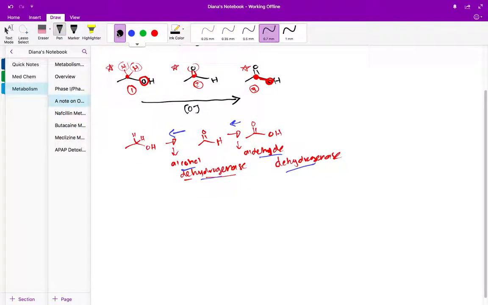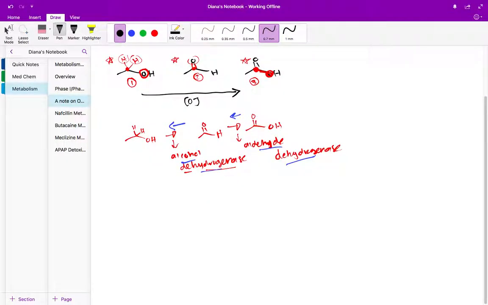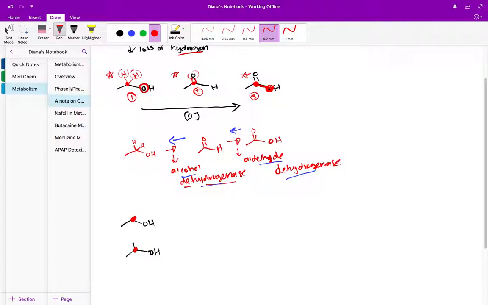And then a note on oxidation with alcohols. This oxidation will only work if you have a primary or secondary alcohol. So this is a primary alcohol, and this is a secondary alcohol. And this central carbon, this carbon right here, needs to have at least one hydrogen on it for oxidation to happen. Because what is oxidation? Loss of hydrogen. So if I don't have hydrogen to begin with, I cannot do oxidation.